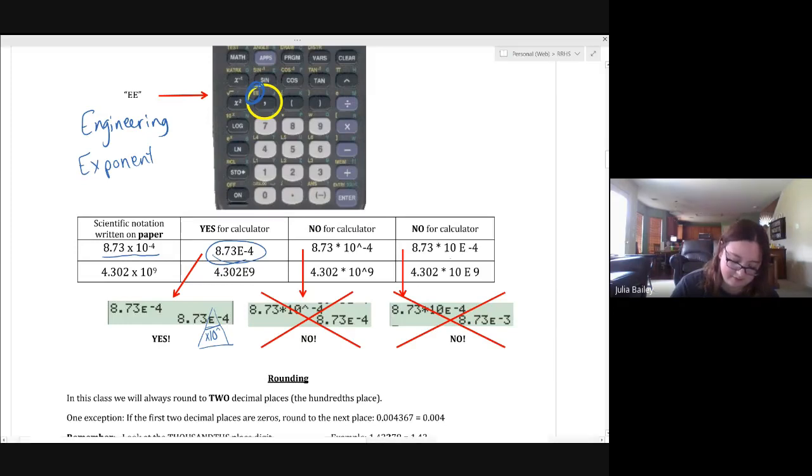And again, you have to be careful if you're using the E, definitely do not use the times 10 at the same time, because that actually will change your answer. Because you're multiplying by 10 an extra time, basically. So something to keep an eye out for.